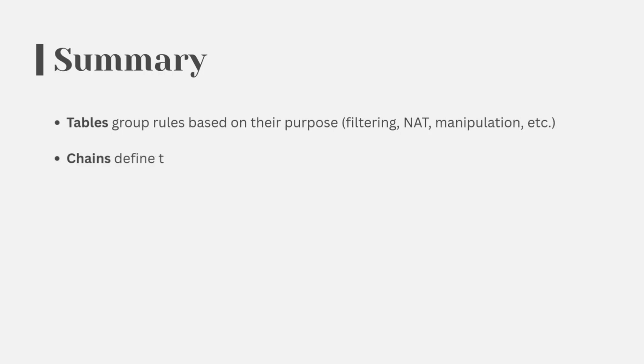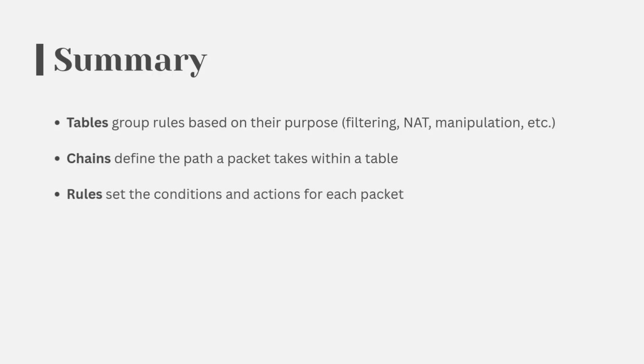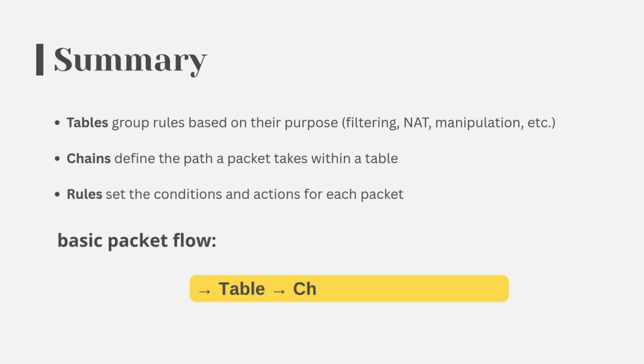Alright, let's do a quick recap. Tables group rules based on their purpose: filter, NAT, mangle, etc. Chains define the path a packet takes within a table, and rules set the conditions and actions for each packet. So the basic packet flow looks like this: table, chain, rules, action. That's the basic flow.